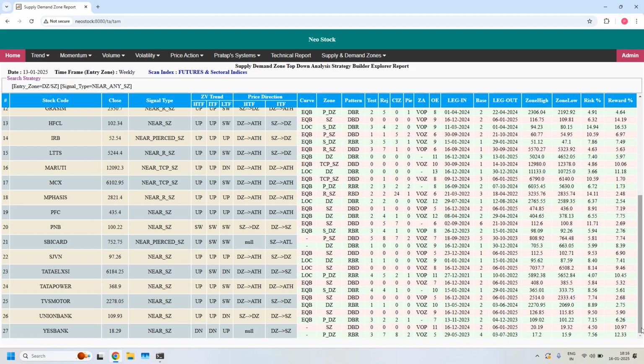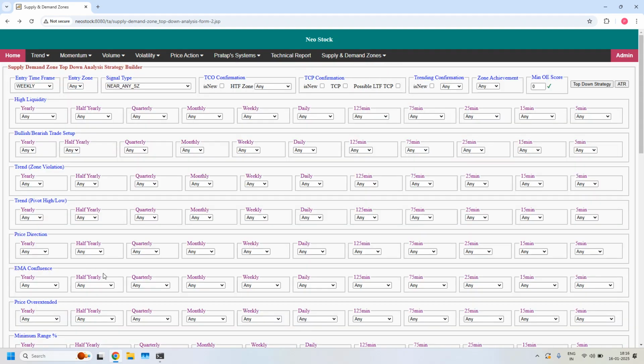We can further reduce this list by setting the EMA filter. How many of these monthly supply zones are having monthly EMA confluence? Did I select demand zones? Okay, anyway, I'll come back to demand zones again in case we missed.